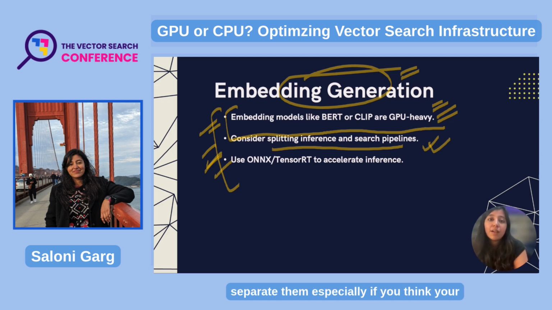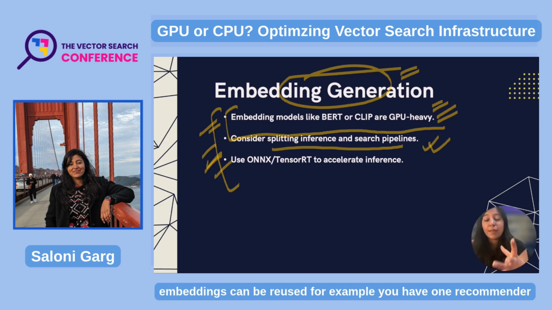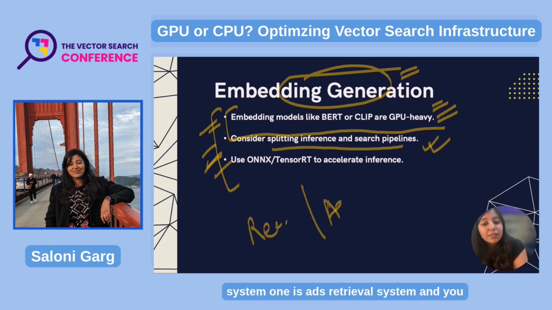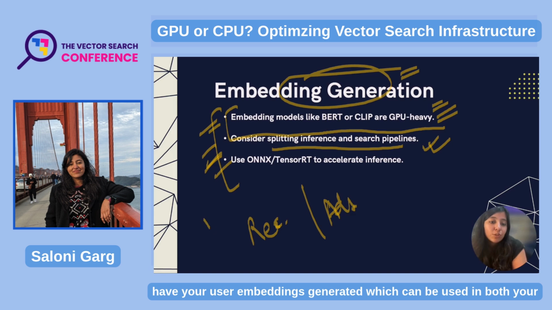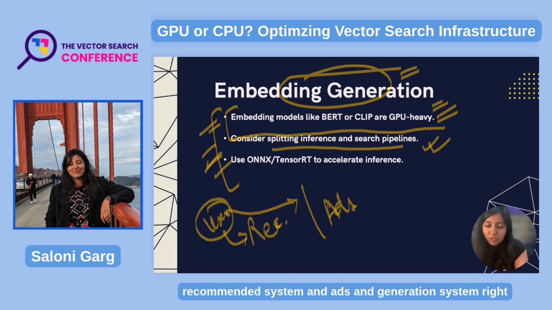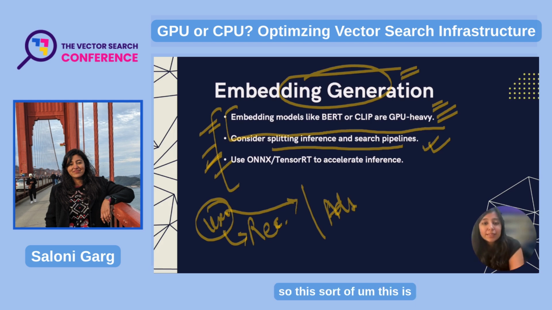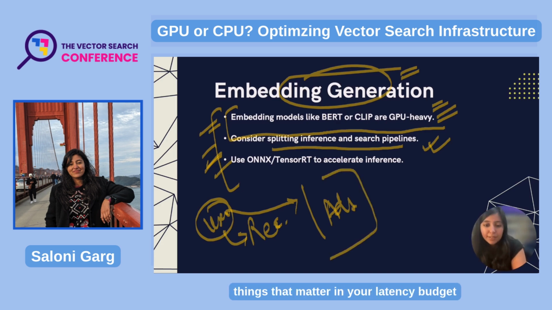You can separate them, especially if you think your embeddings can be reused. For example, you have one recommender system and one ads retrieval system, and you have your user embeddings generated, which can be used in both your recommender system and ad generation system, right? So this is going to help you quite a bit in reducing things that matter in your latency budget, right?